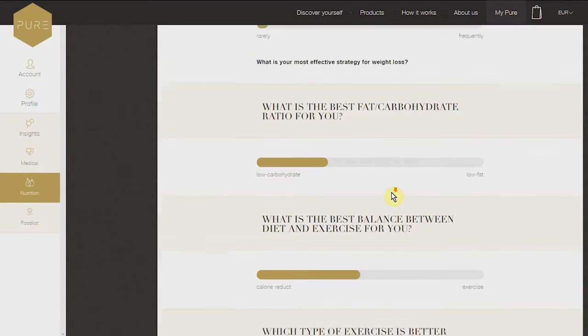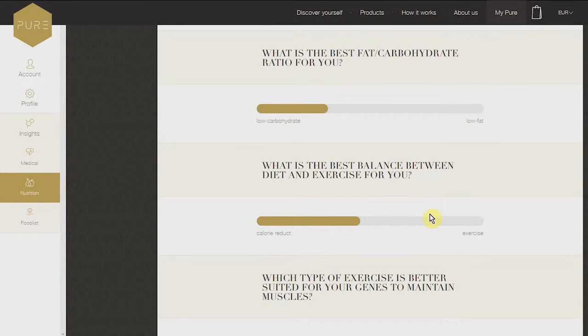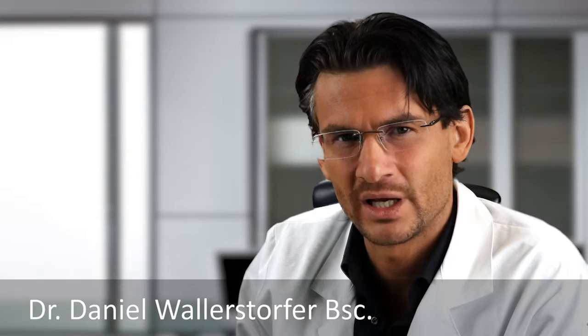The next question is, what is the best balance between diet, meaning calorie reduction, and exercise? And this is very interesting. If you take two people and put them in a gym and they both exercise to lose weight and they do exactly the same exercise, you will find that one of them might lose 3 times more weight doing exactly the same things than the other one.